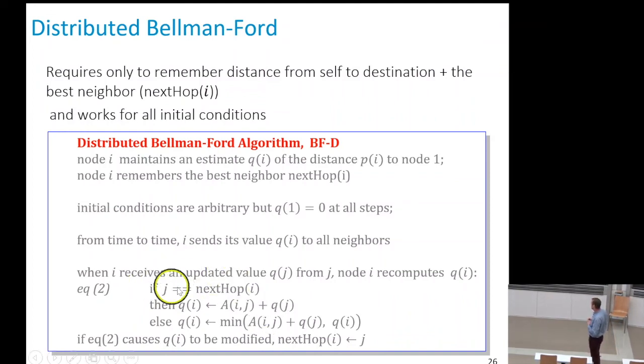Otherwise, if it is not the next hop, I compare whether what I receive is better. If it's worse, I don't take it. If it's better, I accept it. And if, due to this equation, I modify Q of i, which is typically due to the last condition, if the minimum is j and j is not the next hop, then I make it the next hop. So if the next hop sends me some information, I accept it. If someone else sends me some information and it's better, I accept it, and this neighbor becomes the next hop.